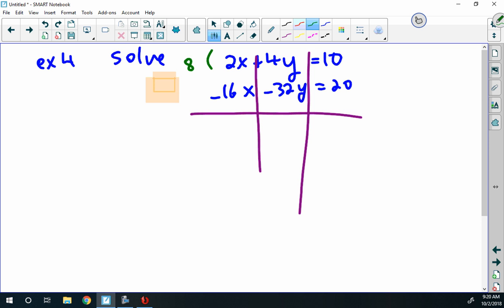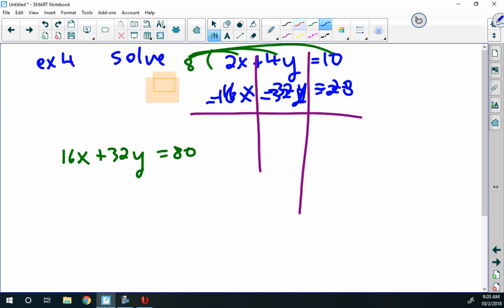So 8 times 2x is going to give us 16x. 8 times 4y is going to give us plus 32y. 8 times 10 is going to give us 80. And that's that first equation now. The second equation is going to be what the second equation was. Negative 16x minus 32y equals 20. Now, if I go ahead and add these, let's see what happens.